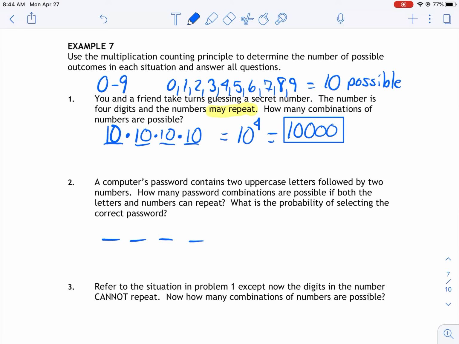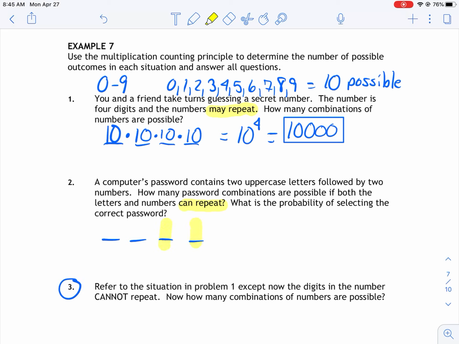A computer's password contains 2 uppercase letters followed by 2 numbers. How many password combinations are possible if both the letters and the numbers, again, can repeat? Okay, it can repeat. So I'm going to talk about, first of all, the numbers here, because I'm going to talk about the difference between them repeating versus them not repeating, and that'll give you a little bit of a hint for problem number 3, okay, down here that you're going to work on your own, and check your answer on Canvas with the answer key.